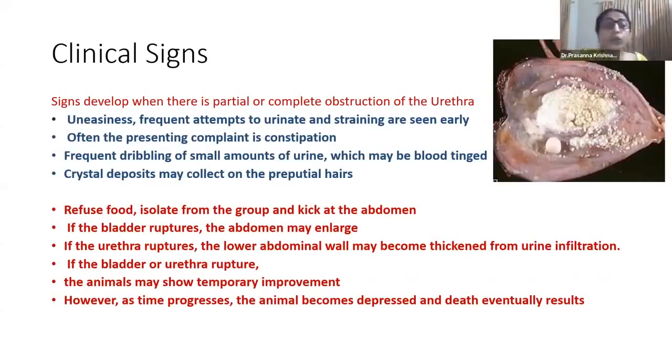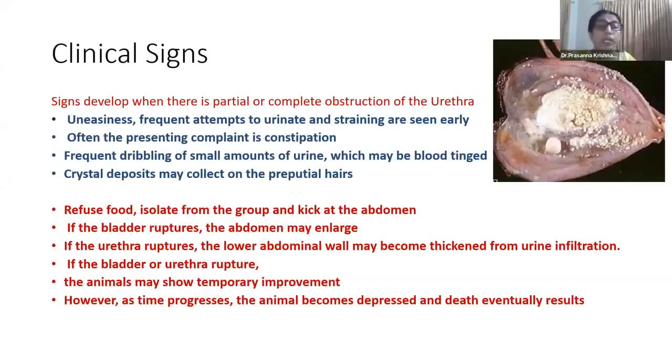The animal will show uneasiness, frequent attempts to urinate, and straining. It is a very common condition seen in animals, especially male goats. The animal may also have constipation and frequent dribbling of small amounts of urine, which may be blood tinged sometimes, and crystal deposits may collect on the preputial hair. When you closely examine the animal, you can see the preputial hair may have some crystal deposits. And this is a bladder containing stones.